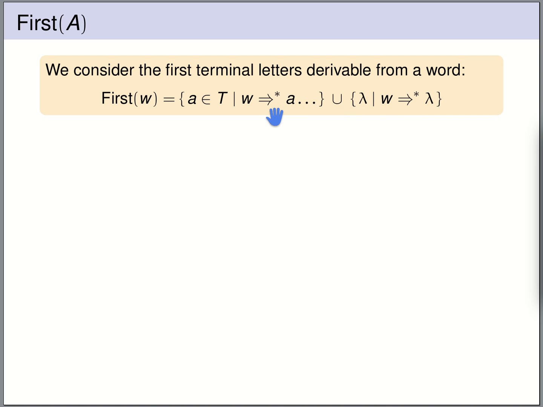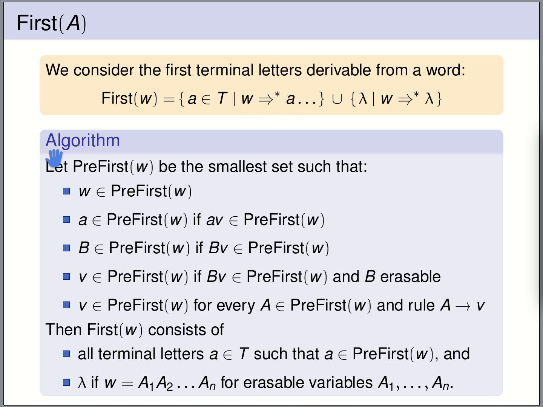Now, how do we compute this first set? This does not help much, it gives us an idea of what we want, but in principle this could be an infinite set of words that is derivable here. So we are going to compute this in two steps. First we are going to compute a set pre-first of W, and that's computed using these clauses.